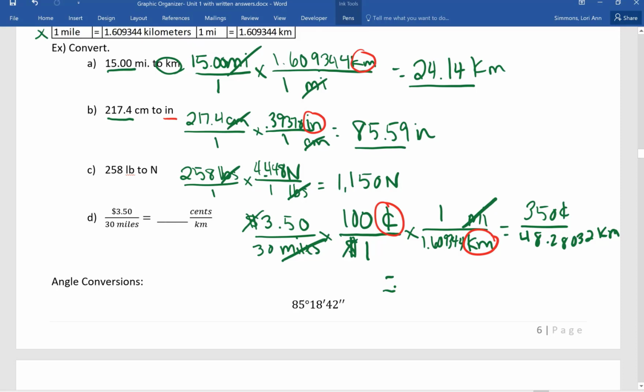So let's take the 350 and divide it by the 48.28032, and we'd get 7.25 cents per 1 kilometer. Another way to write this is 7.25 cents per kilometer. So you can just kind of ignore the 1.